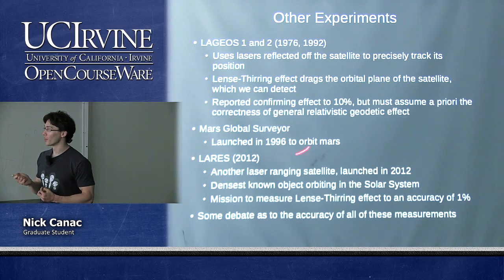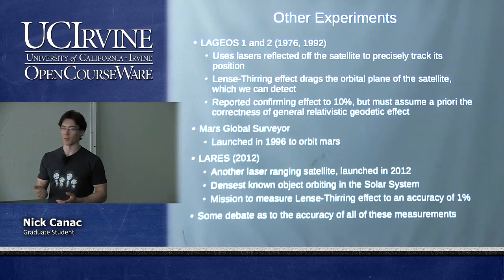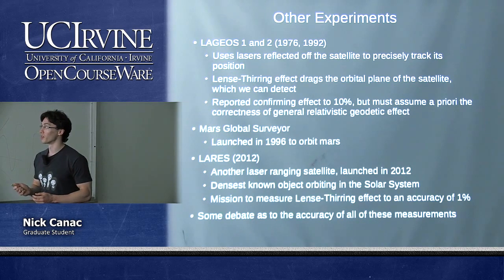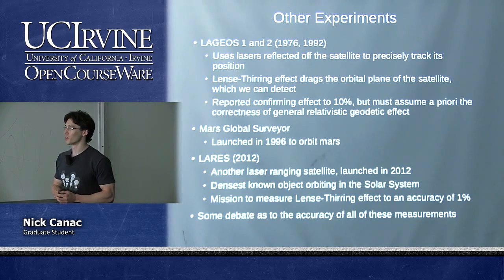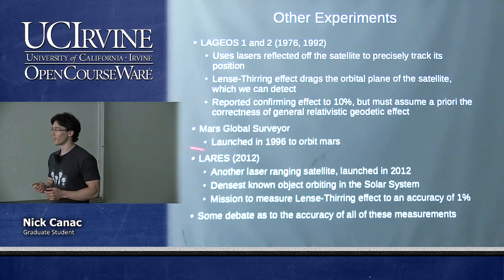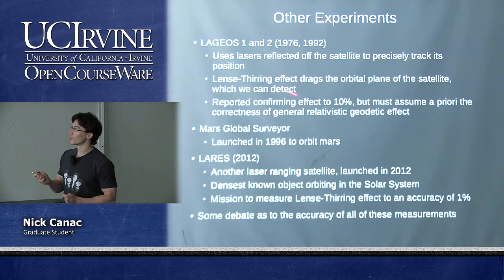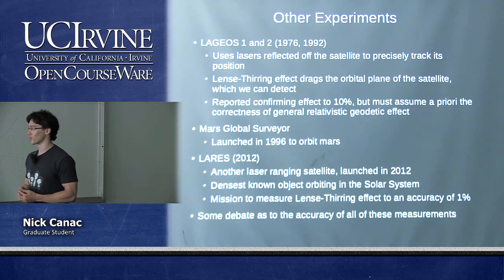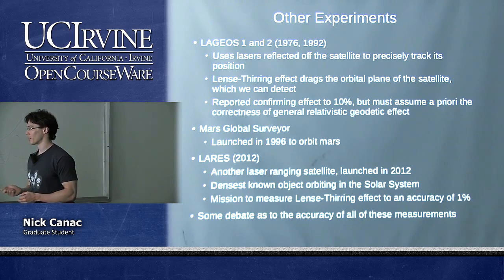Another one is the Mars Global Surveyor, which was launched in 1996 and put in orbit around Mars in 1997. And some people have tried to use data from that in order to constrain this effect. There's been some controversy over how they did that. And then the latest one is LARES, which is very similar, I think, to these satellites. It was launched in 2012. It's supposedly the densest known object orbiting the solar system. And their goal is to measure the frame-dragging effect to an accuracy of 1%.